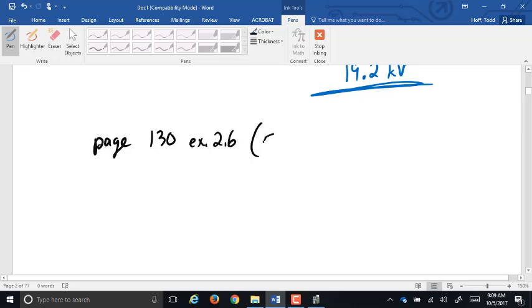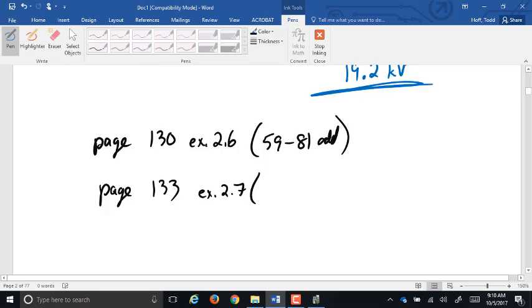So in your book, page 130, exercise 2.6, 59 through 81. It's finishing up what we started yesterday. And then on page 133, exercise 2.7, 1 through 23, the odd.